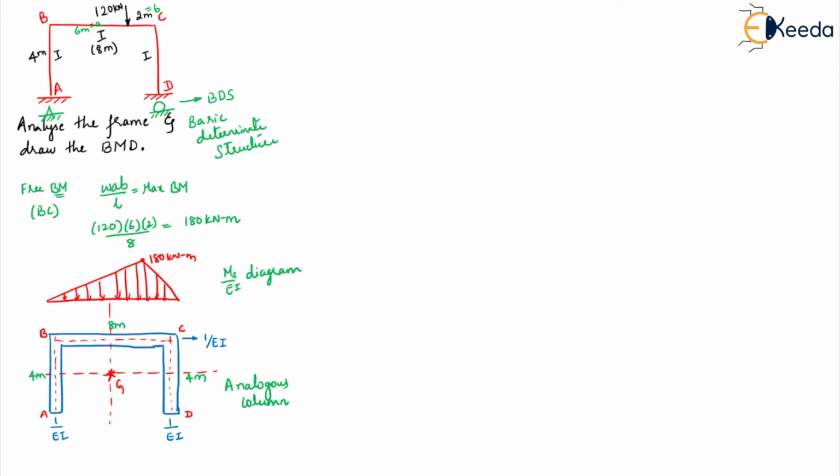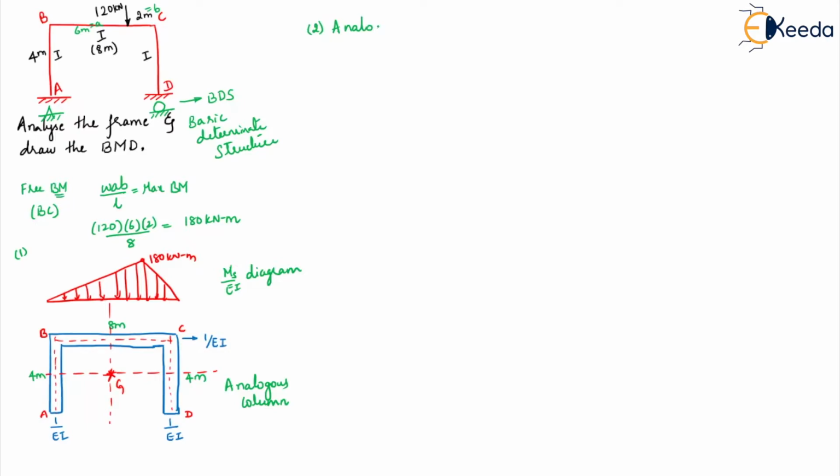Got it? So on the analogous column, whatever loading is there, that we have put, so that is your Ms by EI diagram. Now what we have to do is we have to find the properties of our analogous column. So what did we do initially? We took the basic determinate structure, calculated the free bending moment, drew the analogous column, and on the analogous column we have put the bending moment by EI diagram, right? So we have created the analogous column in our first step, right? Now we'll try to find all the properties of the analogous column.